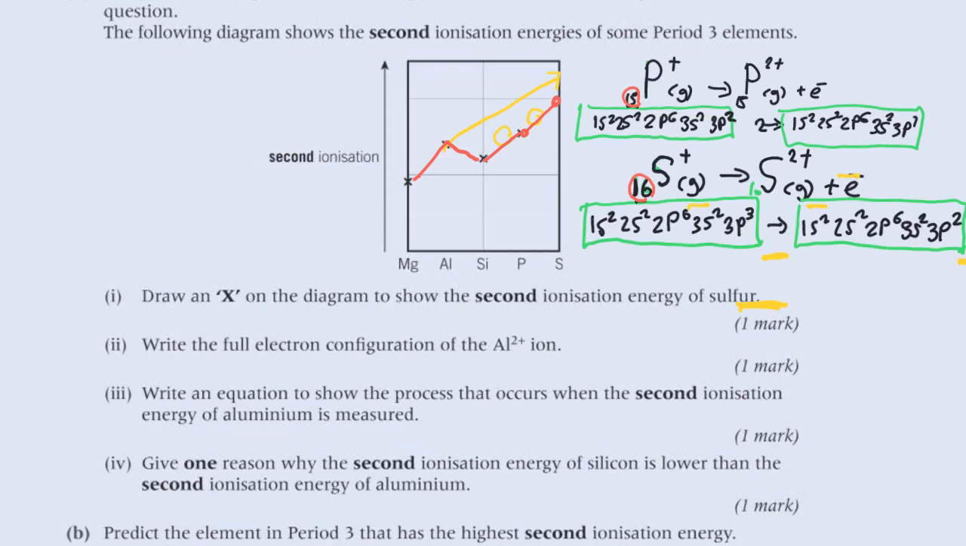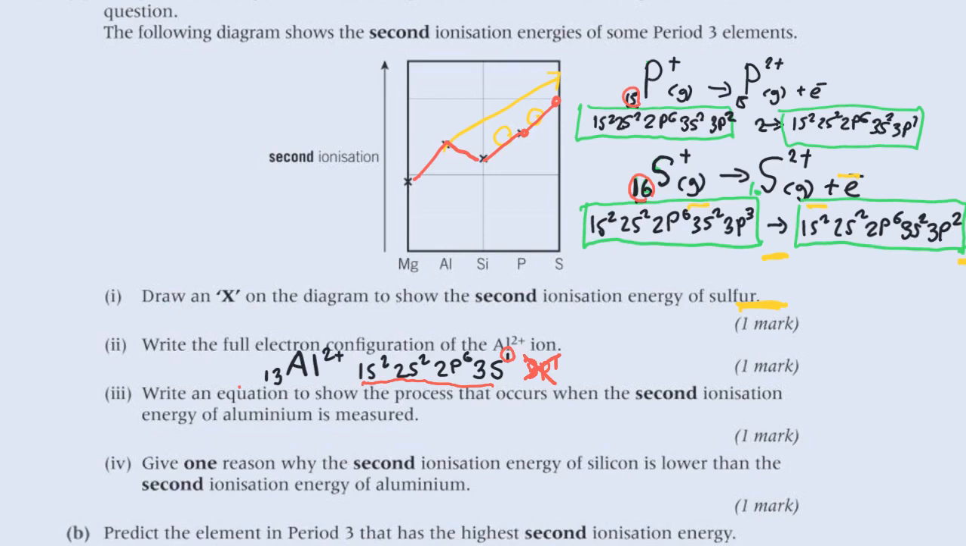So the aluminium 2+ ion has lost 2 electrons, so those electrons will have gone from the 3p, where there was 1 electron, and it will also have lost an electron from the 3s. So this is the electron configuration of the Al2+ ion.